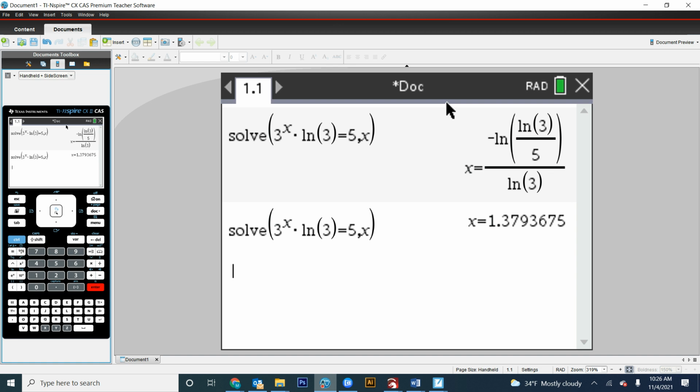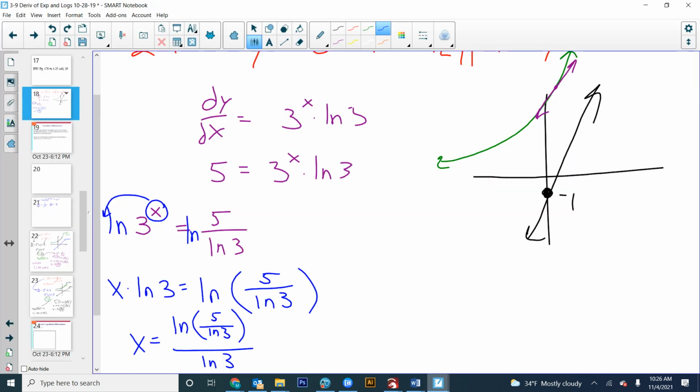1.379. Always round to 3 decimal places in here. So at x equals 1.379, please interpret. At x equals 1.379, the slope on the curve, or the slope of the tangent line, is 5, which makes it parallel to that black line. Make sense? Awesome. Other homework questions?